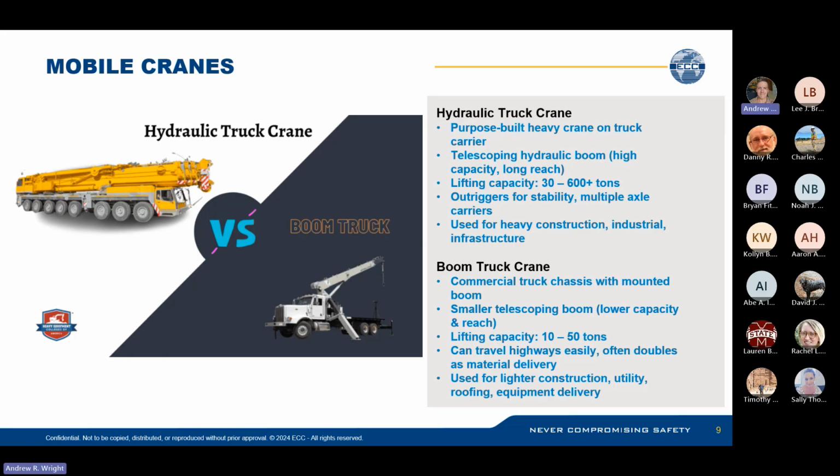They can travel highways easily, and they often double as a material delivery platform. You'll see them with a flatbed sometimes, and they can unload material on your job sites or what have you. They're used for ladder construction, utility roofing, equipment delivery, those sorts of things.